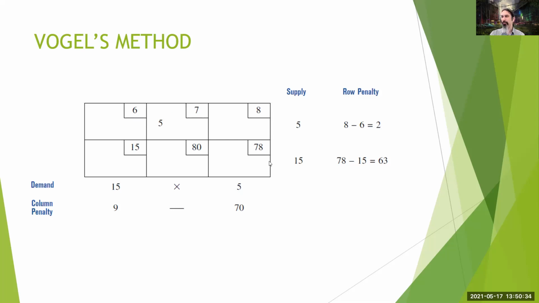6 and 8 has a penalty of 2, 15 and 78 has a penalty of 63. So still the most penalties over here with 70, which means that I'm gonna have to give this the most value I can give, which is going to be 5. But if I give this point a value of 5, both the supply and the demand, both the row and the column are being eliminated. So I have to use another dummy variable, let's say, and give it a value of 0. I can either give a value of 0 over here for this row or over here for this column. I have to pick one of them.